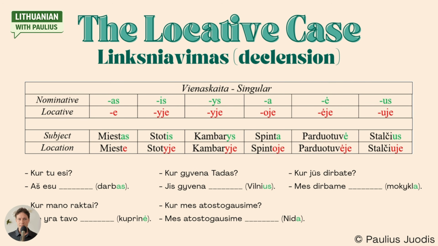So from miestas, we will get mieste, city, in the city. Stotis, stotyje, station, in the station. Kambarys, kambaryje, room, in the room. Spinta, spintoje, cupboard, in the cupboard. Parduotuvė, parduotuvėje, shop, in the shop. Stalčius, stalčiuje, a drawer, in the drawer.